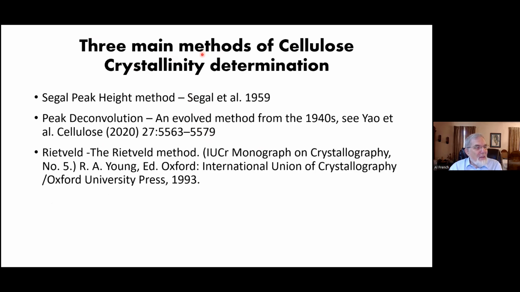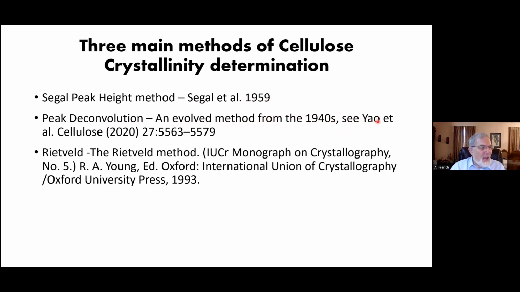So there's three main methods of cellulose crystallinity determination, and there's a fourth one that's just coming online that I've been giving people a bad time about. That's in some Bruker software. But the original cellulose methods are the Segal method, which is the Segal peak height method from 1959. The peak deconvolution method, which is continuing to evolve. It was first proposed in the 1940s based on film data.